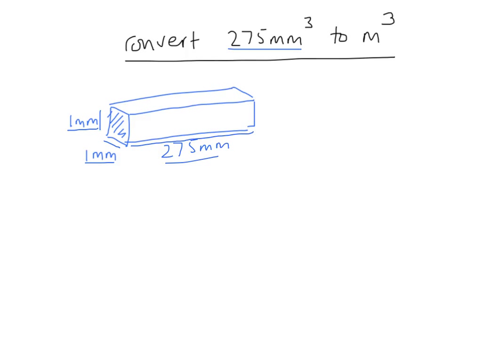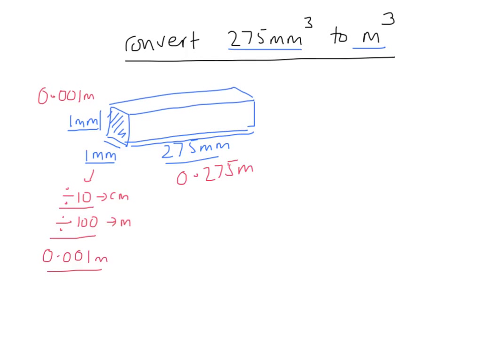Now I need to convert those units into metres, and remember there are 10 millimetres in a centimetre and 100 centimetres in a metre, so I'm going to take my 1 millimetre across here, divide that by 10 to give me the number of centimetres, and divide that answer by 100 to give me the number of metres. When I do that, moving the decimal point left 1 place and then 2 further places, I get 0.001 metres. The height is also 0.001 metres, and the length of this block, again divide by 10 and then divide by 100, is 0.275 metres.